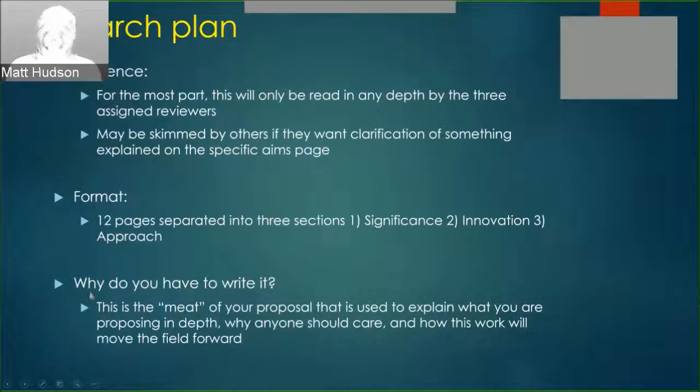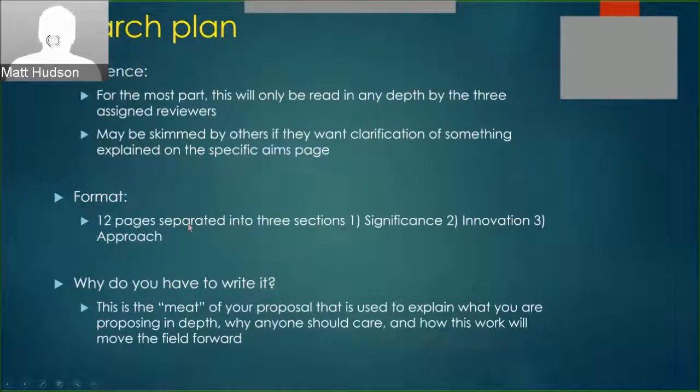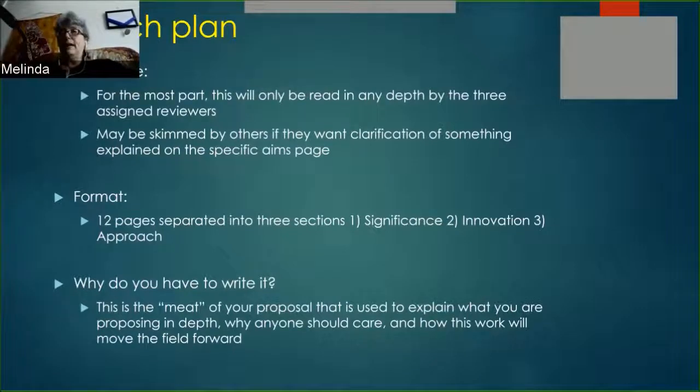Now, this is the meat of the proposal. This is what's largely going to drive the written reviews of the grant application. It's going to drive the biggest opinion, and by far the research plan is the biggest score driver, because this is what is used to actually write the summary statement and to drive the scores of the people who are reviewing your grant.